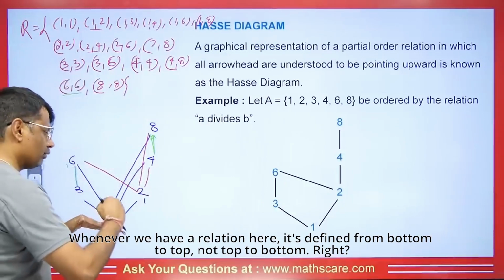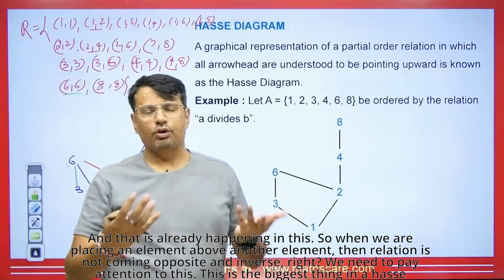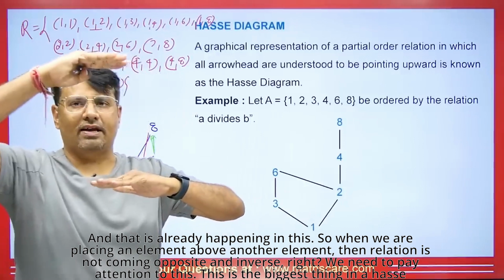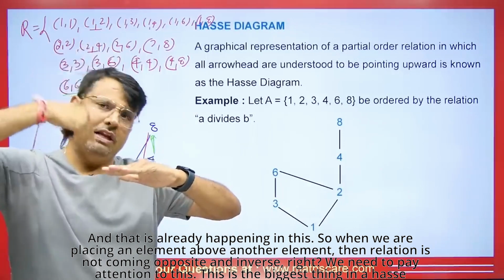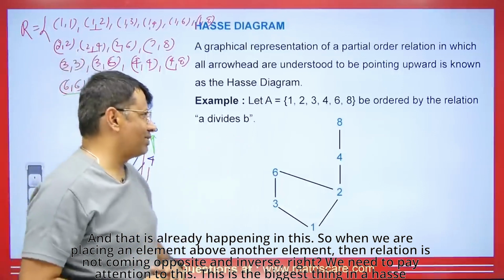Whenever we have a relation here, it's defined from bottom to top, not top to bottom, right? And that is already happening in this. So when we place an element above another element, the relation is not coming in the opposite or inverse direction, right? We need to pay attention to this. This is the biggest thing in a hasse diagram.